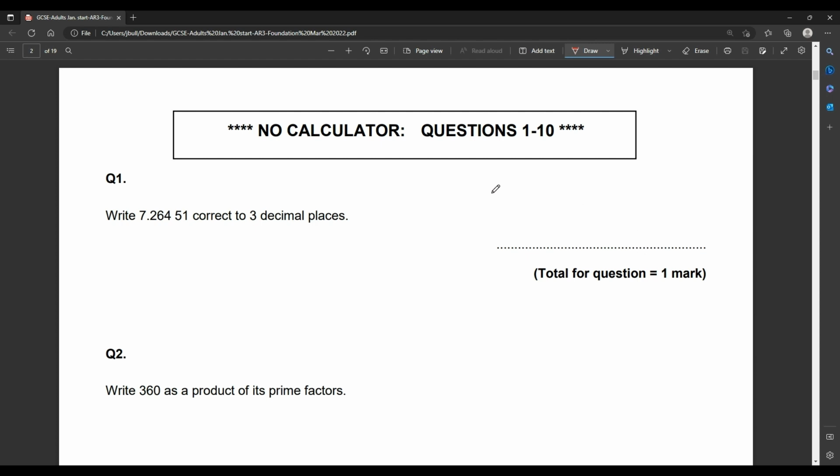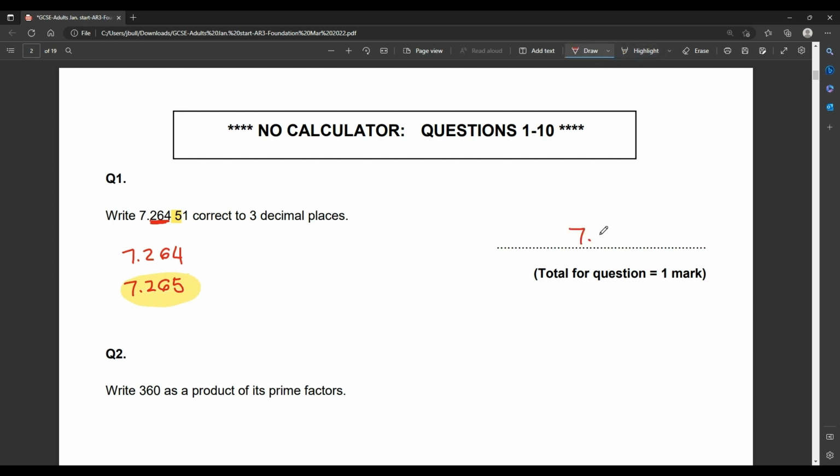If we look at this paper, question 1 is a rounding question. So we are trying to round this number to 3 decimal places. My trick is to look at those 3 decimal places. It's either going to be 7.264, it stays the same, or it rounds up to 7.265. How we determine if it rounds up or down is the 4th decimal place. If it's bigger than or equal to 5, it always rounds up. So we know this one is going to round up.